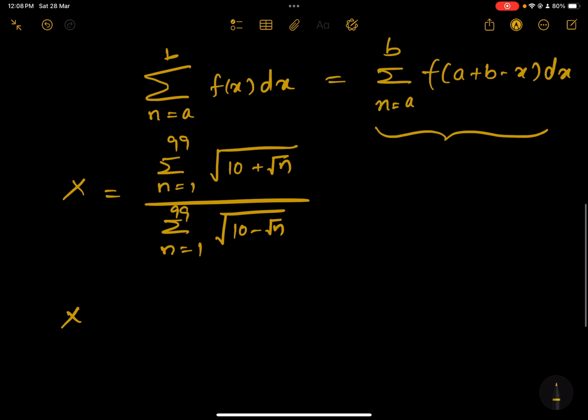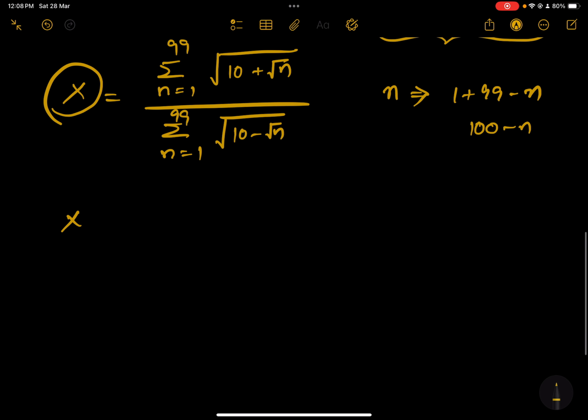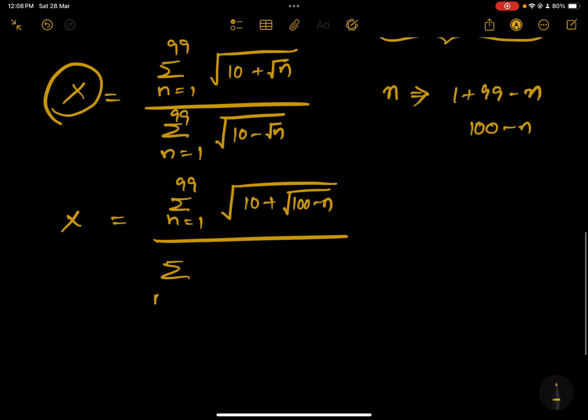Now, according to the King's rule, you can replace n with 1 plus 99 minus n, and the value of x will not change. So you can replace n with 100 minus n. So let's do that. The sum n equals 1 to 99 of square root of 10 plus root of 100 minus n, upon the sum n from 1 to 99 of square root of 10 minus root of 100 minus n.